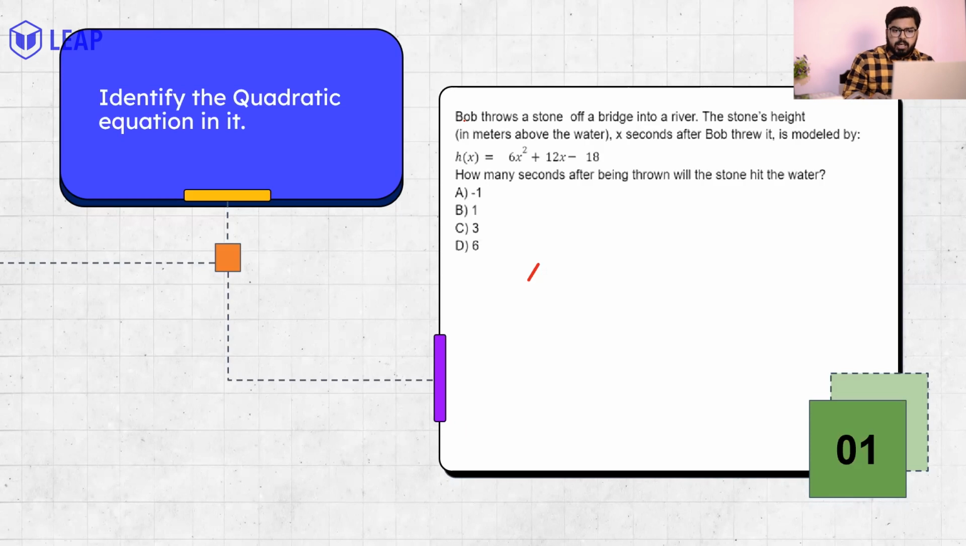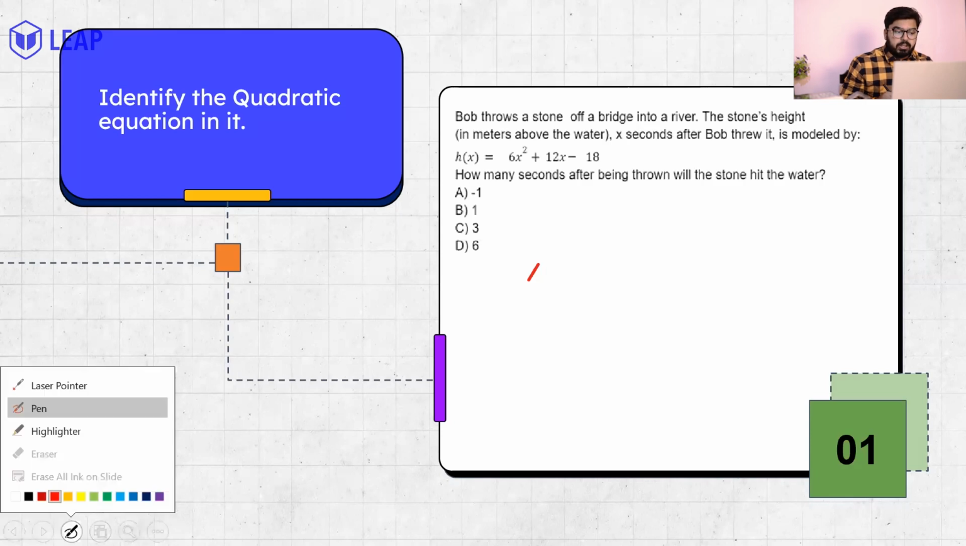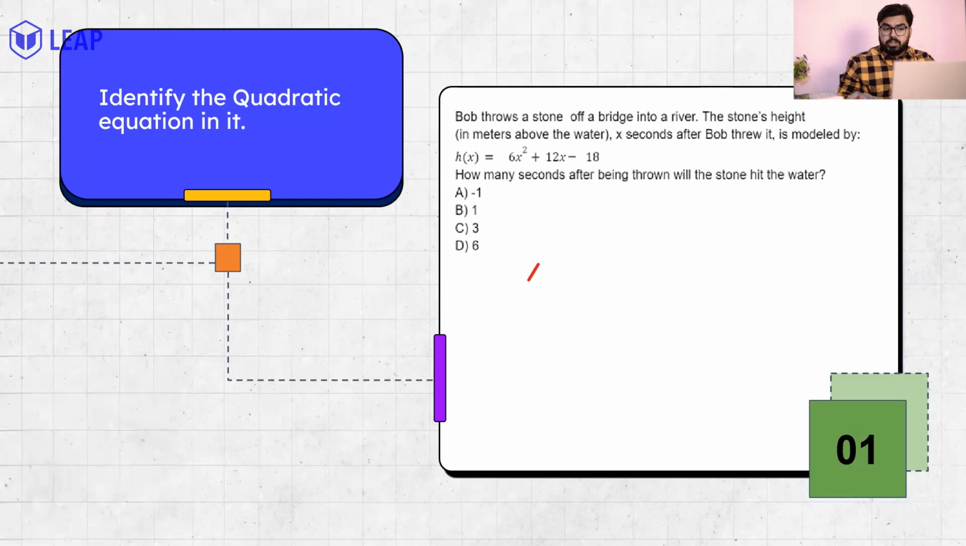As I have always been saying in the classes, and I think I have repeated it n number of times, whenever you look at an equation, the first thing is you have to identify what kind of equation it is. It's a quadratic equation. Now, we have to find how many seconds after being thrown the stone will hit the water. One thing is for sure, that when the stone hits the water, the height is 0. So we have to just replace the height with 0, and then simply solve for the value of x.